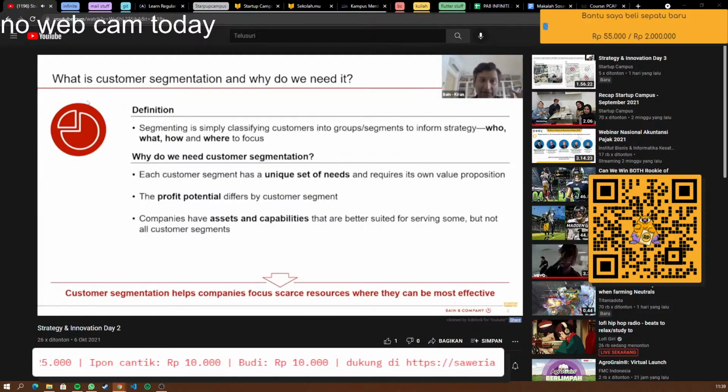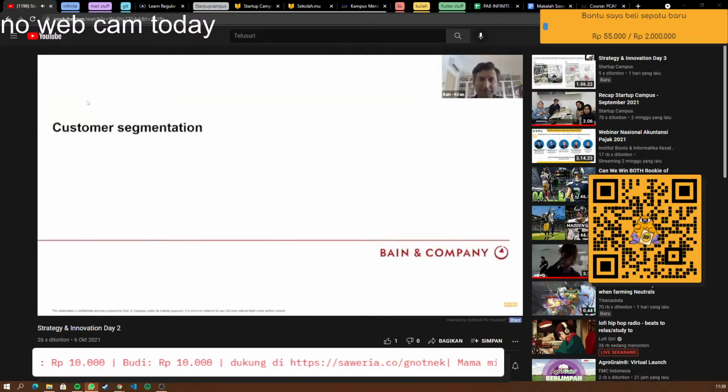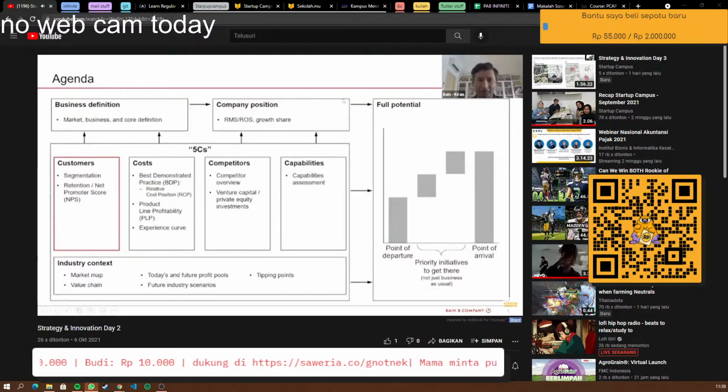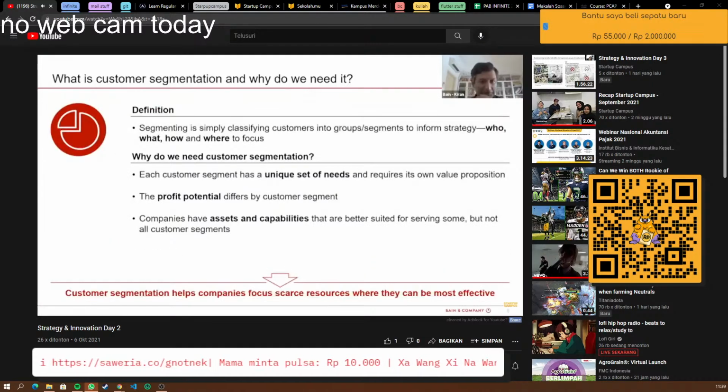Understand and define very clearly the profit potential. Why are we doing all of this? We're doing all of this to get to full potential, right? Let's not lose focus on that. We're doing everything we're doing to get to full potential. So in order for us to get to that full potential, we need to be able to define very upfront what the profit potential is from that customer segment.